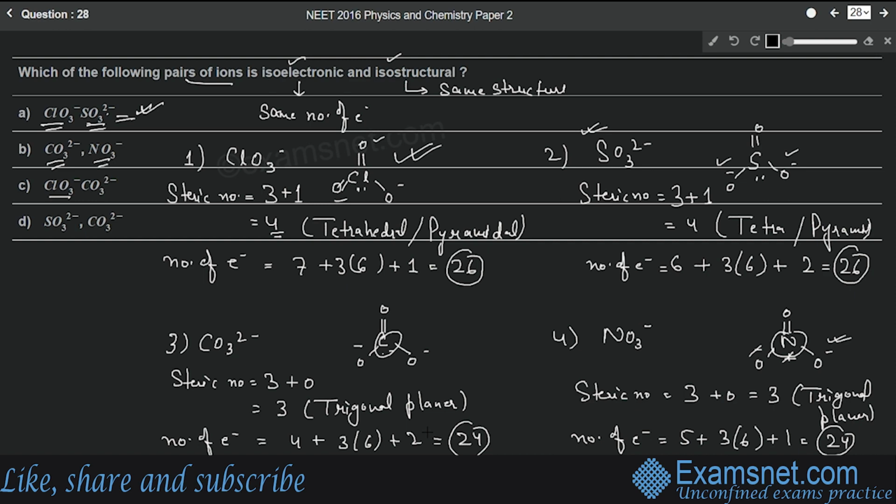Okay, and C and D cannot be correct because these are clearly wrong options, because ClO3 minus has 26 electrons, whereas CO3 2 minus has 24 electrons. Similarly, the other one also cannot be correct. Okay, so the only options are A and B, but we prefer option A.